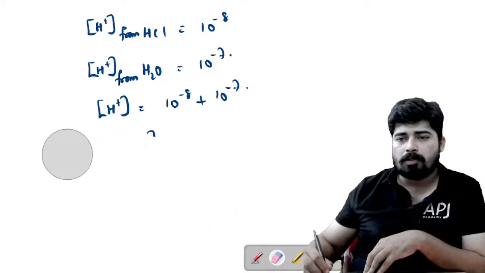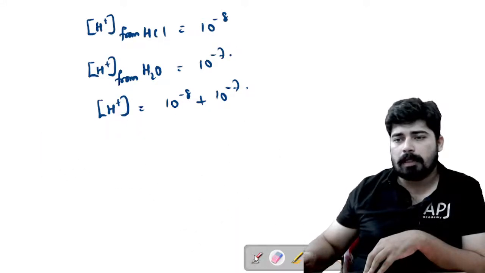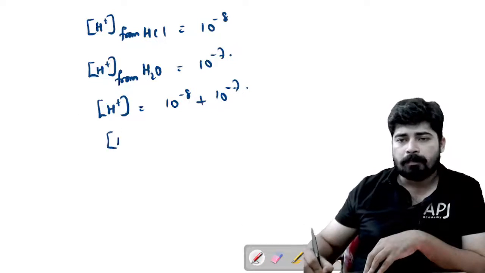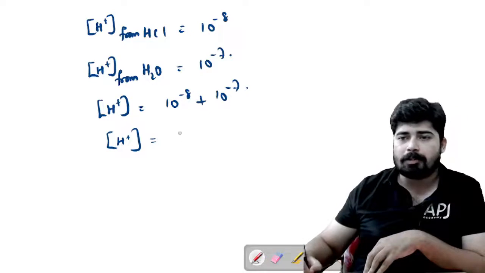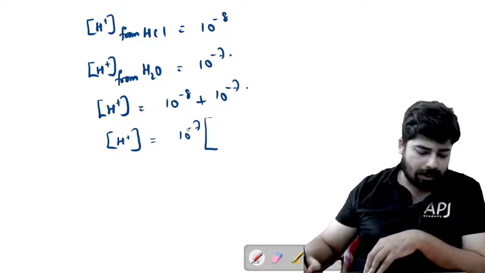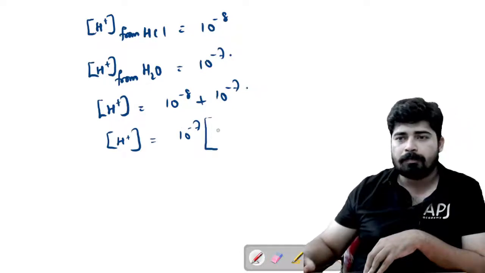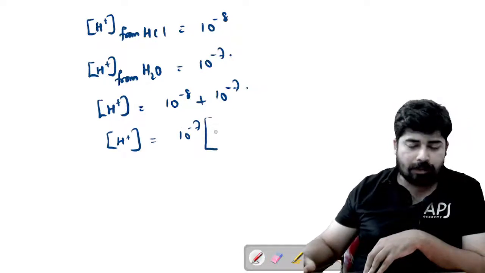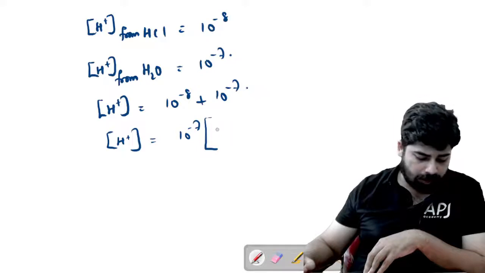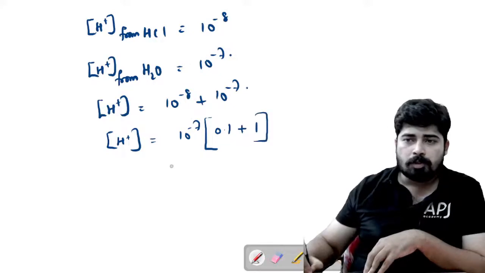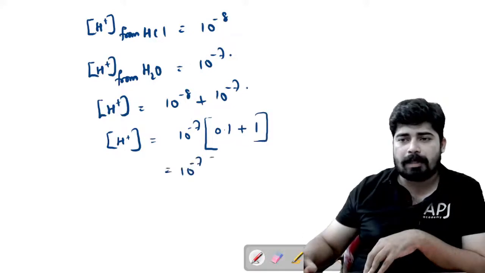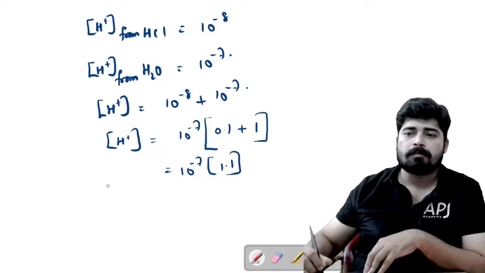Okay, so for the H plus concentration, I'm going to take a common factor outside, that is 10 raised to minus 7. So 10 raised to minus 7 is taken out, then from 10 raised to minus 8, what is left is 0.1, and here it is 1. So we will be getting a value 10 raised to minus 7 into 1.1.